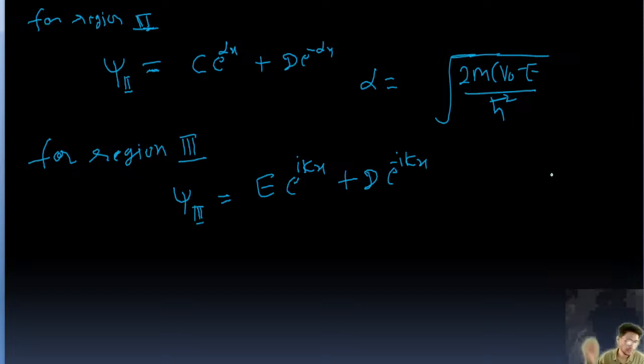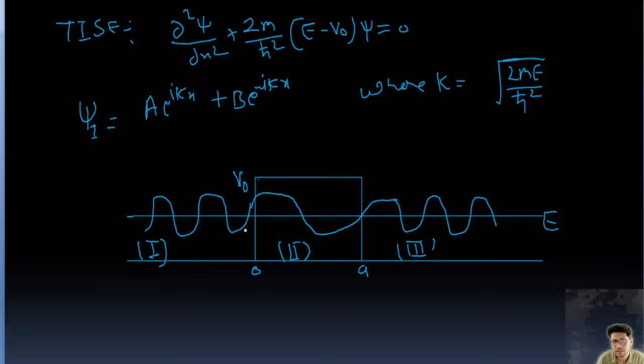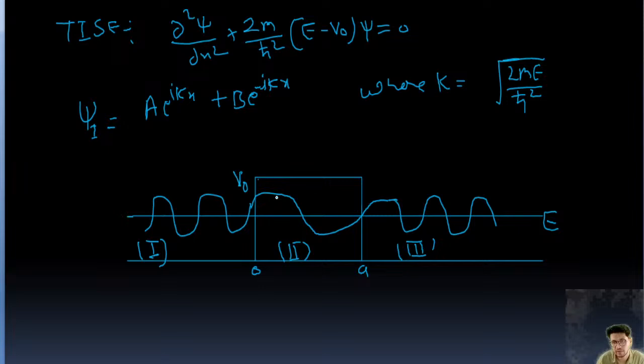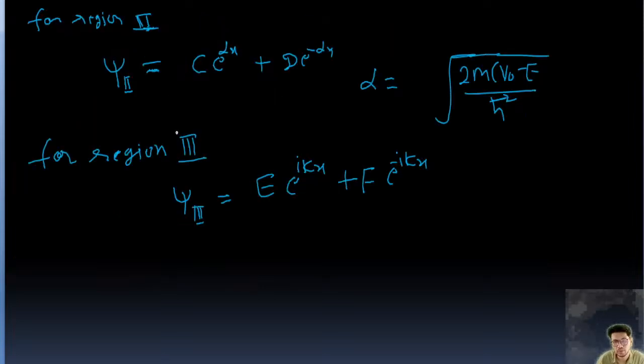So this is F, guys. Here we can see in this region there is an incident wave coming, and it is also reflecting because of the potential barrier. That's why there are two terms. This shows the reflected wave function, and this is the incident wave function. There is a finite probability of reflection as well as incidence, so that's why there are two waves.